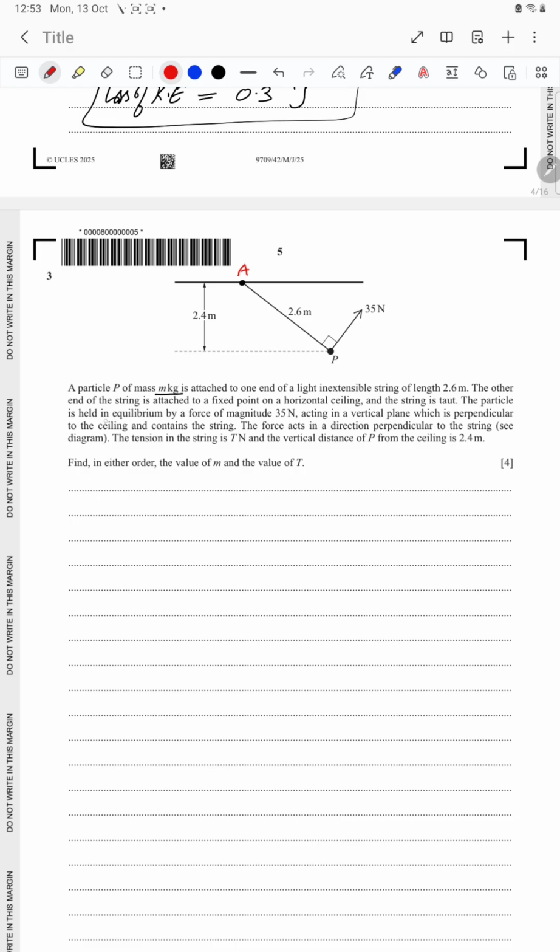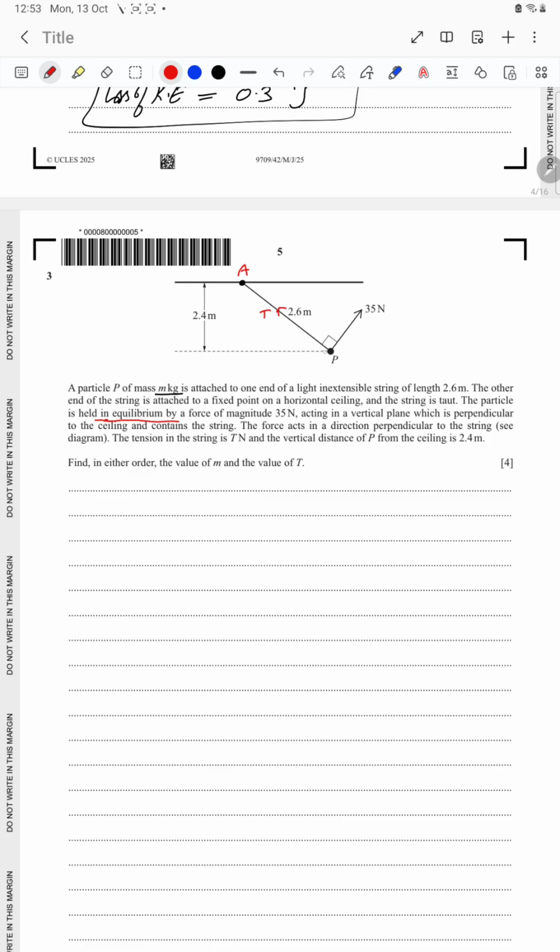The particle is held in equilibrium. This is very informative, so we need to underline it. A force of magnitude 35 Newton. It means it's equilibrium, so leftward forces balance the rightward forces, and upward forces balance the downward forces. That is 35 Newton, acting in a vertical line perpendicular to the ceiling and containing the string. T is the tension along the string. In the diagram, the vertical distance of P from the ceiling is 2.4, so the height is 2.4.